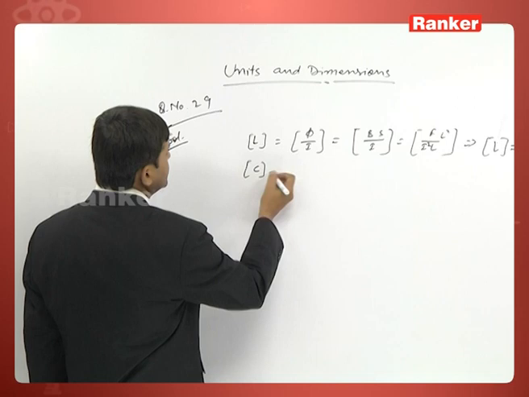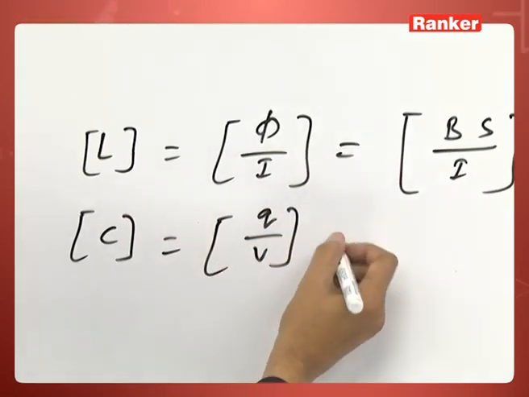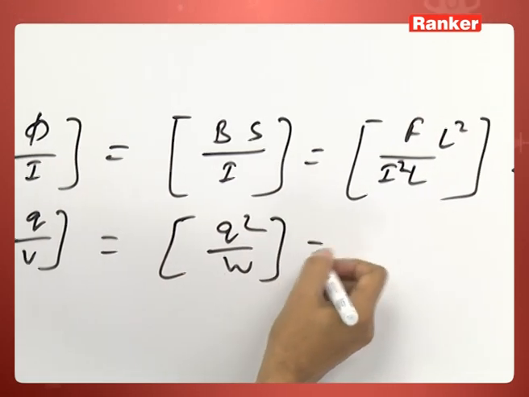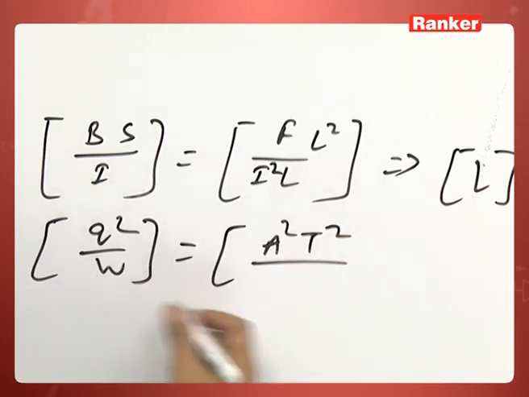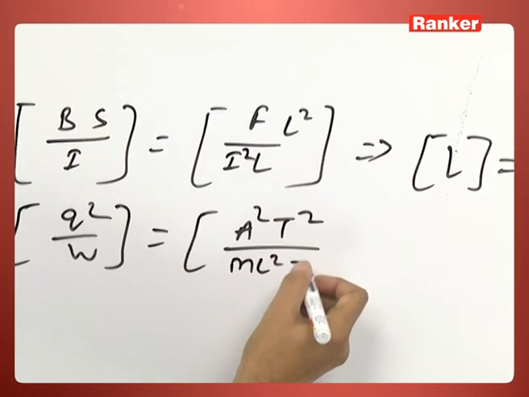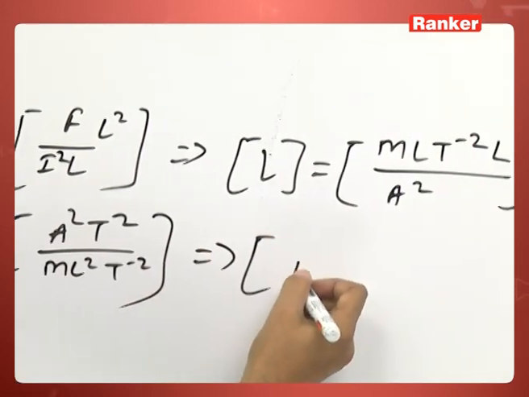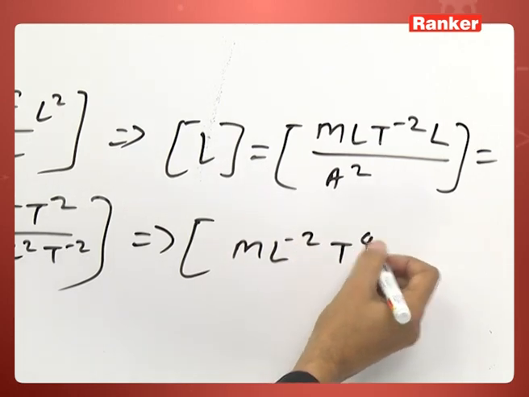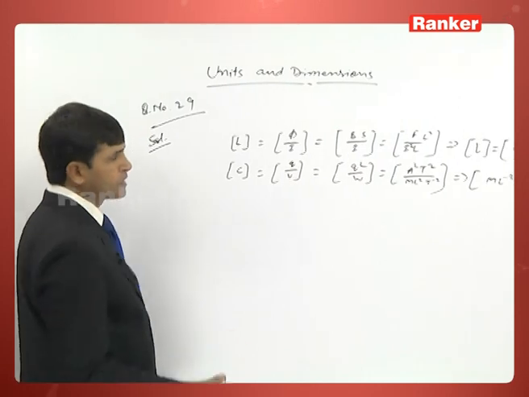Then the dimension of C. C is Q by V. Then V is work done by Q. Q is A square T square and work done is M L square T minus 2. Then the dimension of this is M L minus 2 T 4 A square. This is the dimension of C.